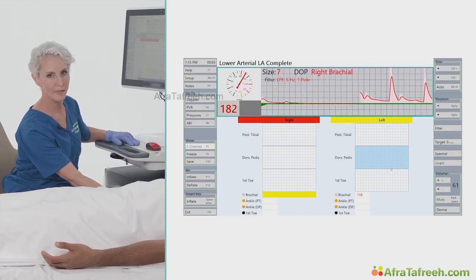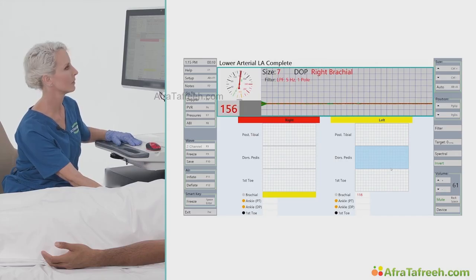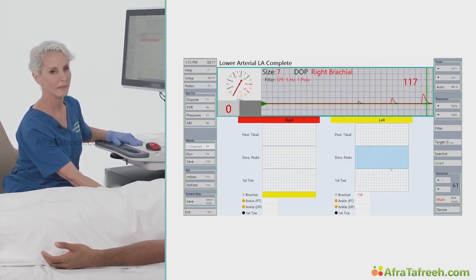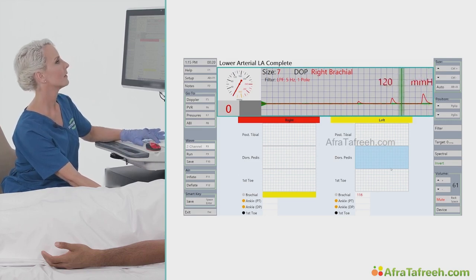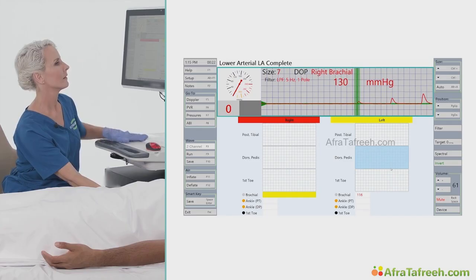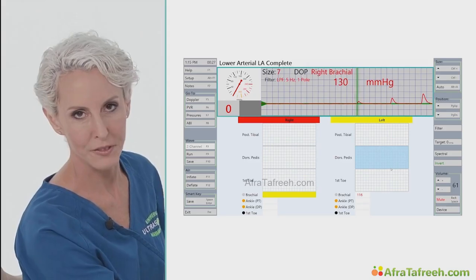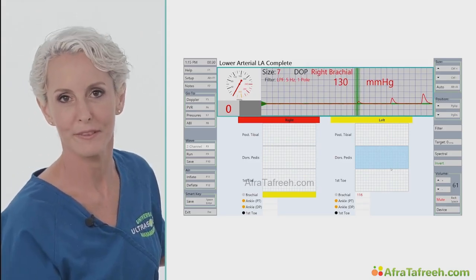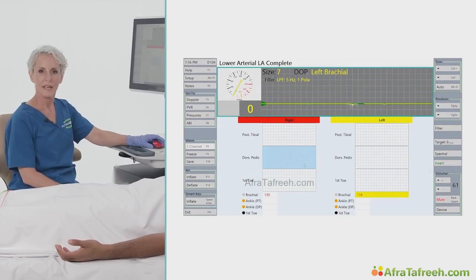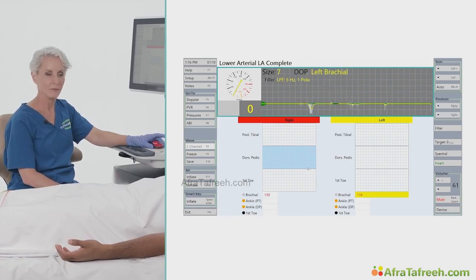Remembering to go 20 to 30 millimeters above where the arterial signal disappears, and then listen for the return. I wait for 3 good beats, and I'll go back to the onset of the first beat for a right brachial systolic pressure of 130 millimeters of mercury. I notice that I have a discrepancy between the right and left brachial pressures. I have 130 millimeters of mercury on the right and 116 millimeters of mercury on the left.